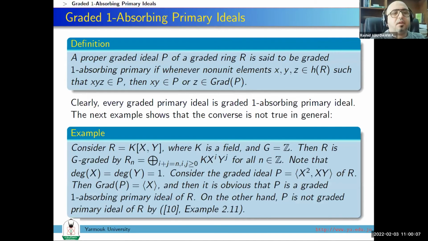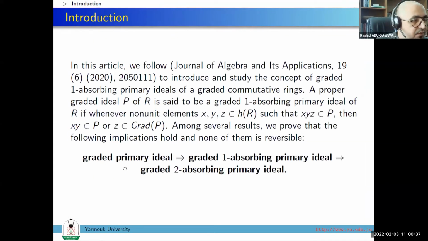So my concept is: a proper graded ideal P is graded 1-absorbing primary if whenever three elements in h(R) are such that xyz belongs to P, then xy is in P or z is in the radical of P. This is an example of a graded 1-absorbing primary ideal that is not a graded primary. So this is an important example, since we are in fact talking about a new class. And we proved, I will come back here, in this implication, that graded primary gives our concept, and our concept gives graded 2-absorbing primary ideals. And we proved that the converse of each implication is not true.